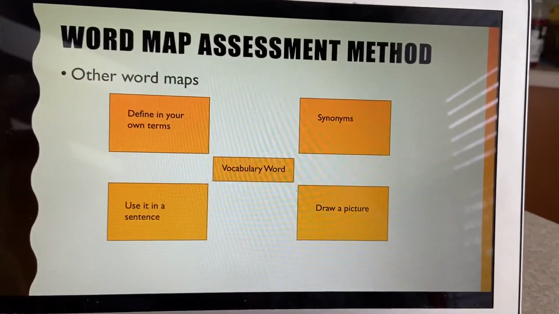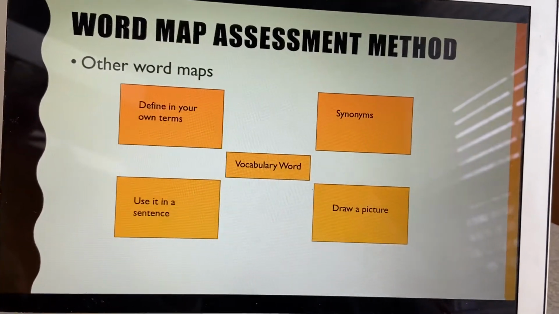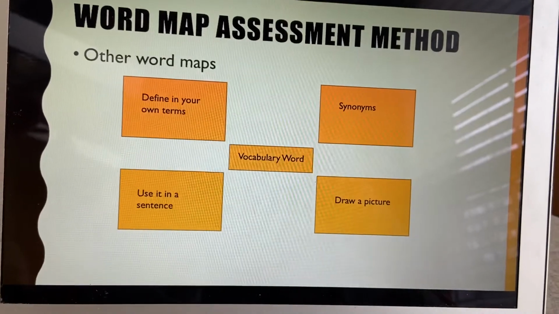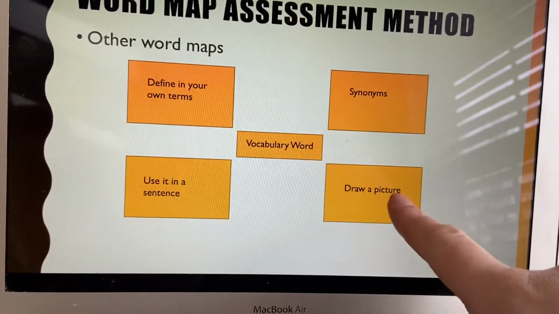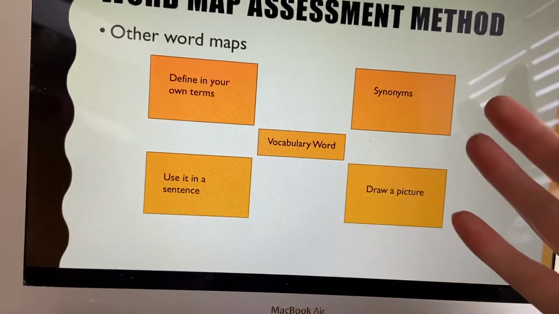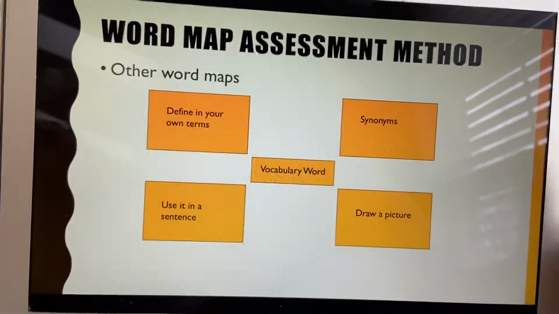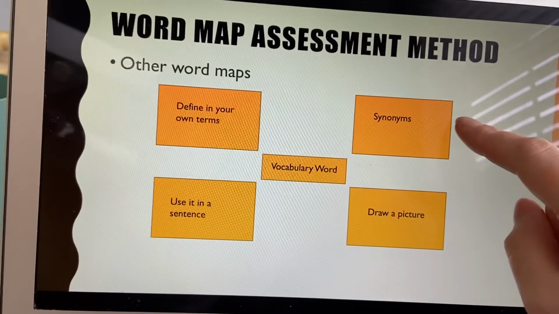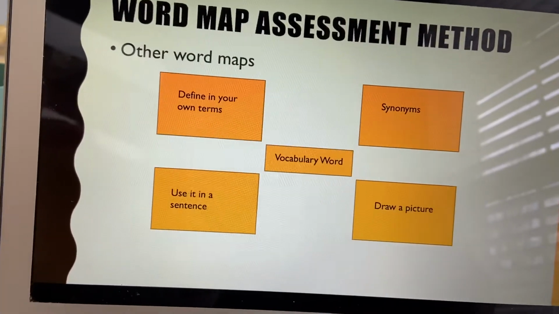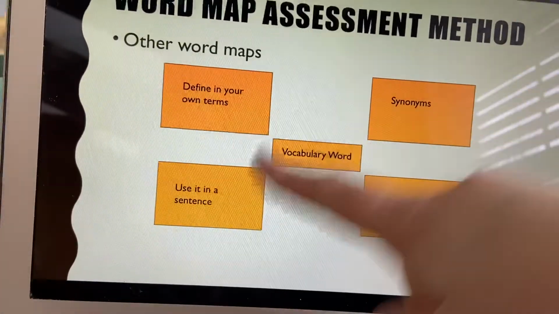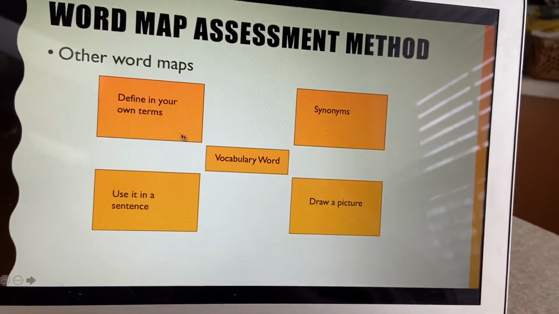And then I got some resources for what other word maps look like. This is one that I liked, where they had the vocabulary word in the middle, and then they had synonyms, draw a picture, and this is good for 7-year-olds to figure out vocabulary words. They can draw a picture, they can write words, synonyms for the word, define in their own terms. So you could have the definition and then define it in your own words, and then use it in a sentence. So I thought this word map was developmentally appropriate for that age.